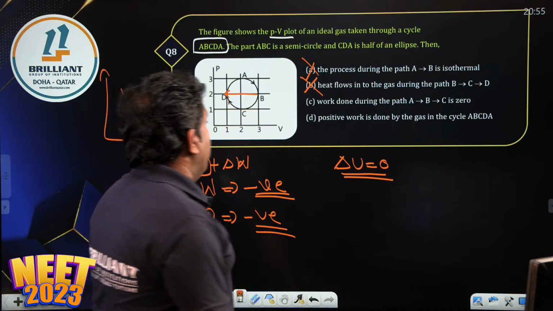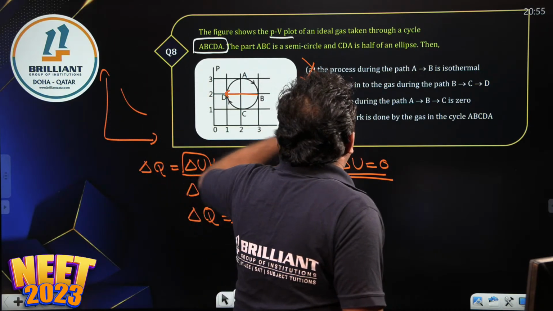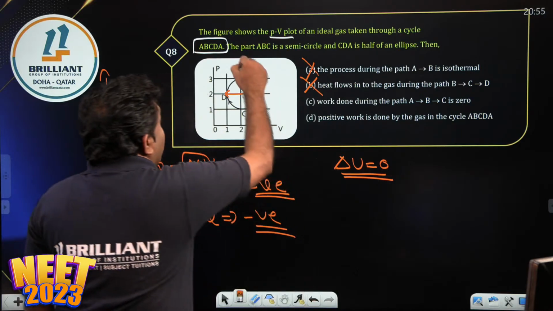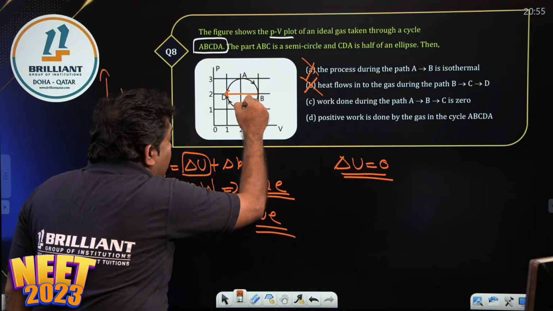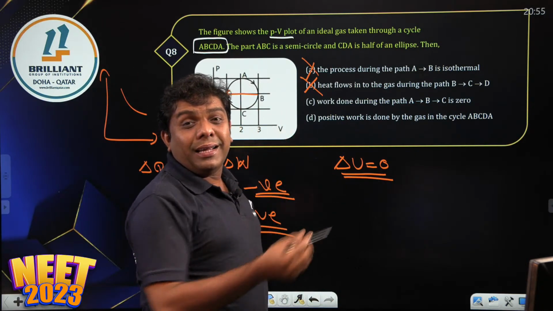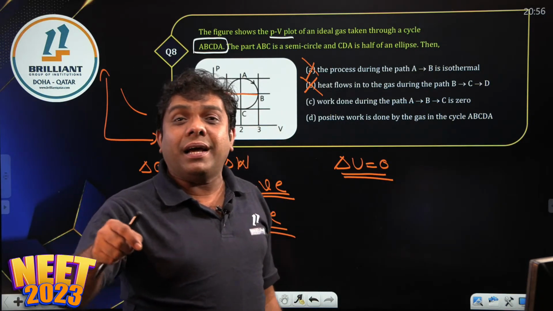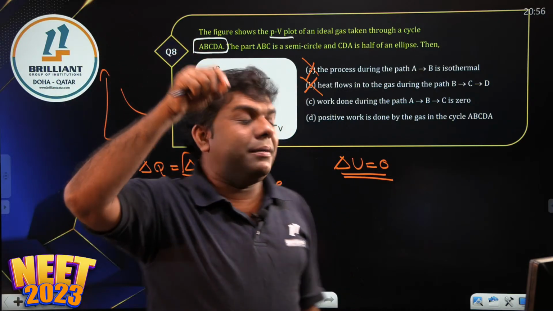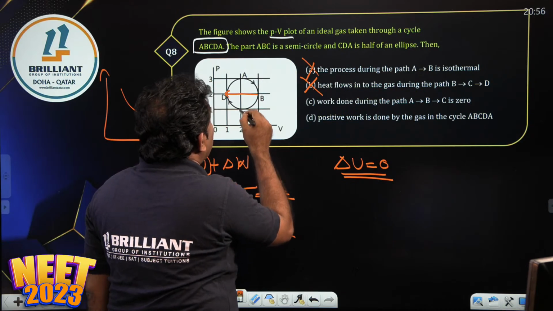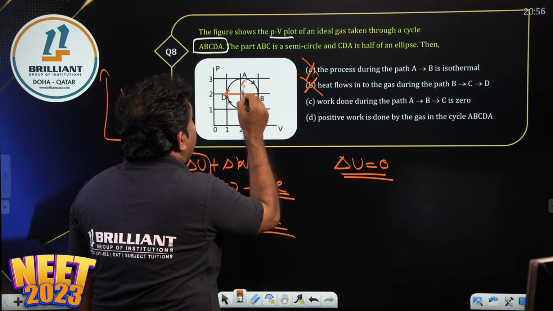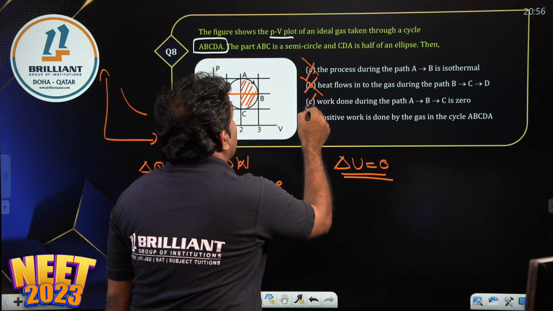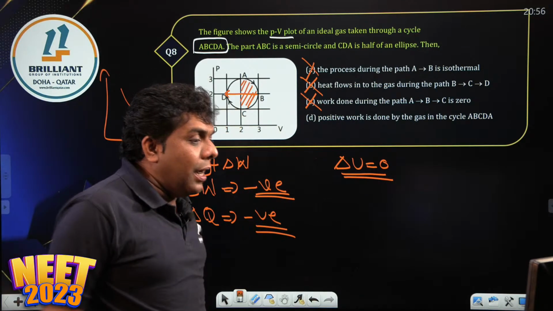Now the next one: work done during the path A, B, C is 0. We studied an important point. How can we calculate work done? The area under the PV diagram gives the amount of work done. Here the area under ABC exists. This much area is there. So we cannot say that work done is 0. So that answer is also wrong.